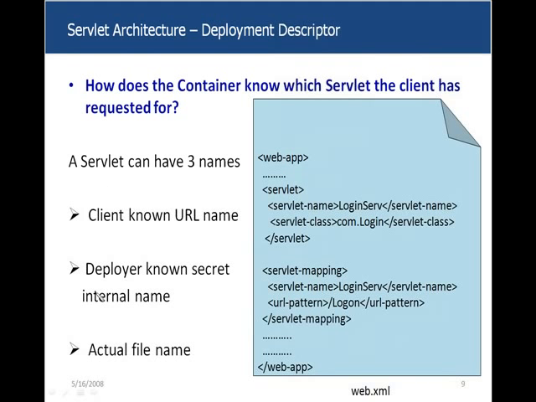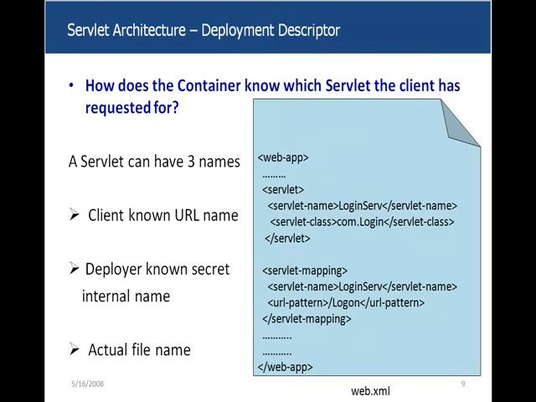So these are the three different servlet names. We have the client known URL name, that is the URL pattern, the deployer known secret internal name, that is nothing but the servlet name, and the actual file name, which is nothing but the servlet class. So why do you have these three different names? You can think one reason would be simplicity.